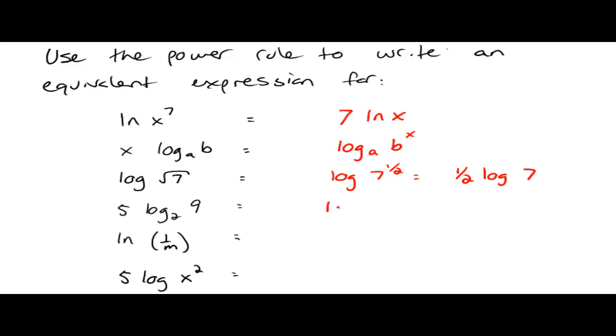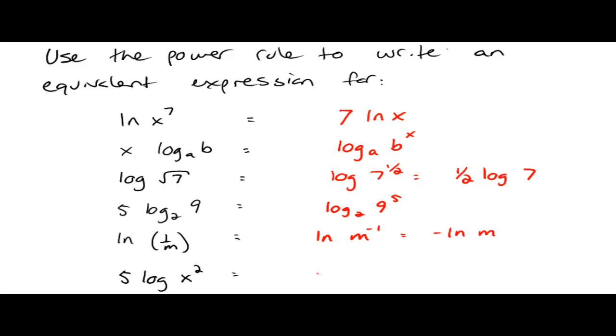The next one can be written as log base 2 of 9 to the 5th power, and if you cared enough you could actually figure out what that 9 to the 5th was. Over here I can rewrite the 1 over m as ln of m to the -1 power, and so of course then I can write that as negative ln m.